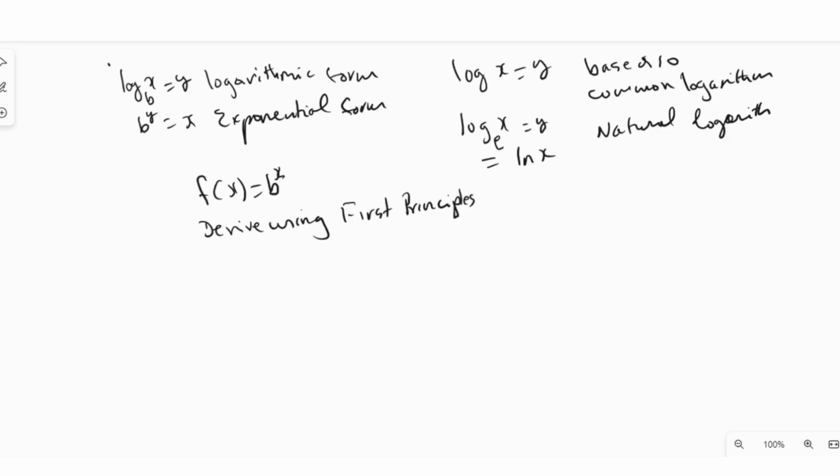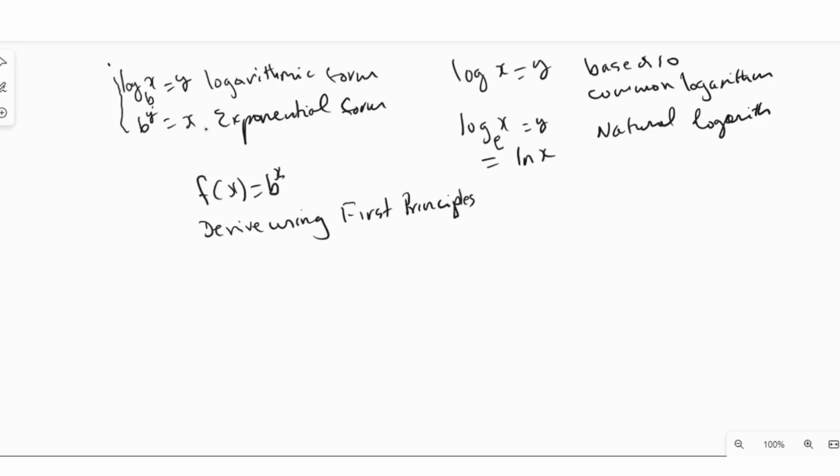Okay, today our lesson is derivatives of exponential functions. We have seen what exponential functions are in advanced functions or functions. As definitions, if log of x to the base of b is equal to y, this is called logarithmic form. If I change it to b to the power y is equal to x, it's called exponential form. These two are equivalent, they are the same.